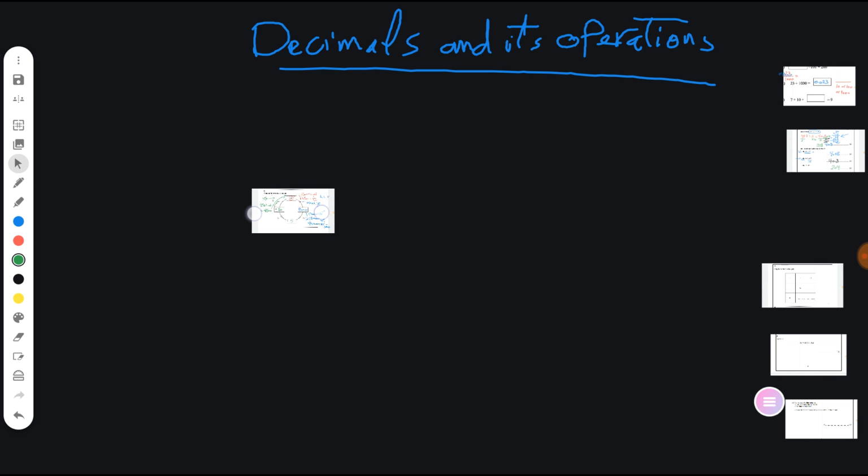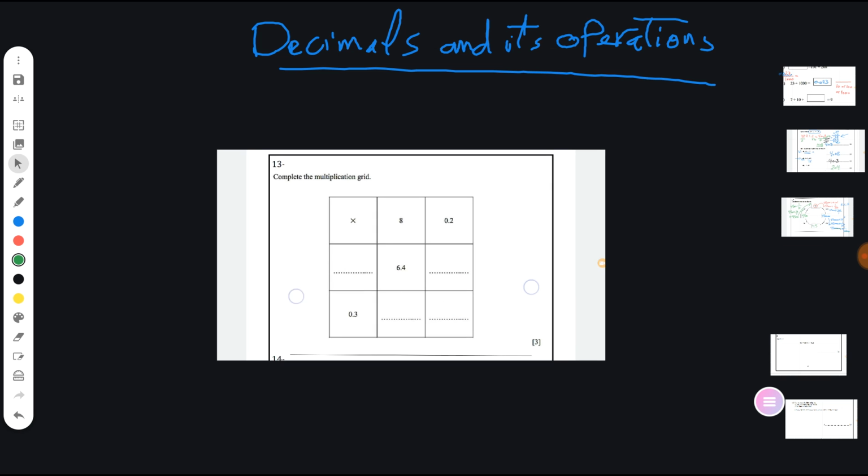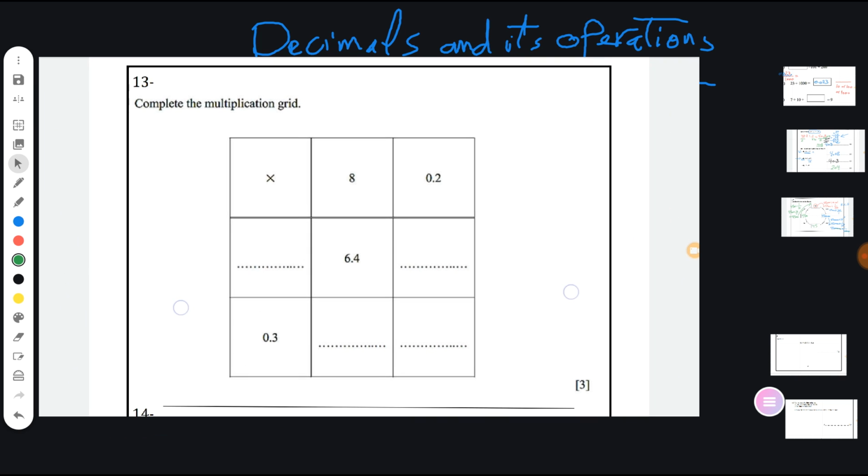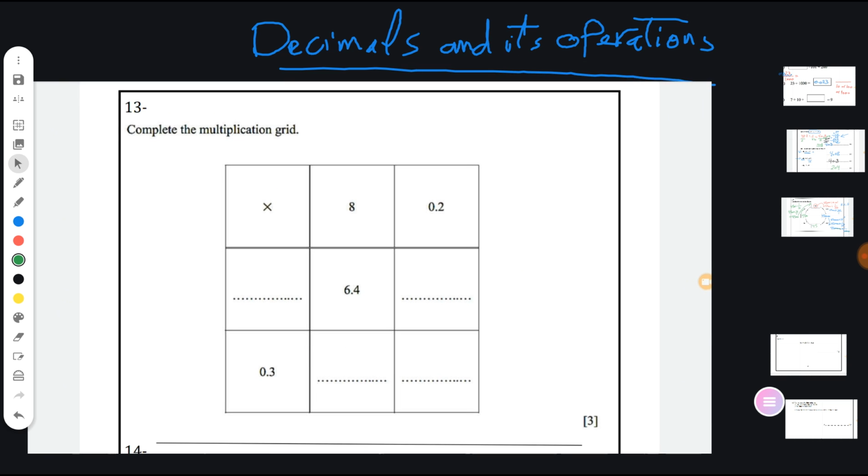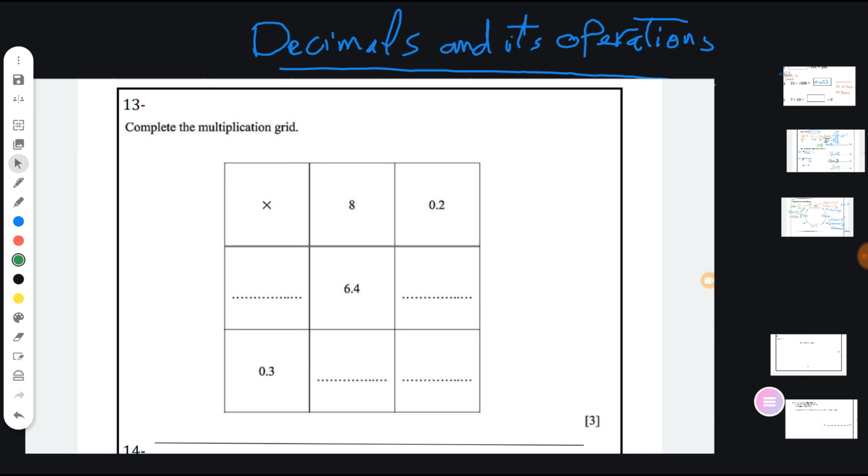Another question from paper 1 about how to multiply and divide decimal numbers. And take care, you can't use a calculator in paper 1. To solve the grid, you can find the grid in many ways, with decimal numbers, with fractions, with whole numbers. But you must know the steps. In the grid, I have rows and columns, and an operation here. The operation says multiply.